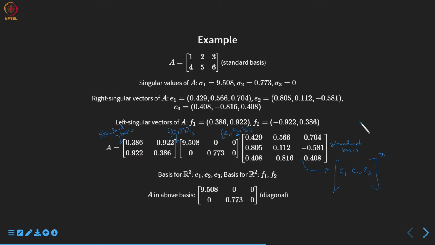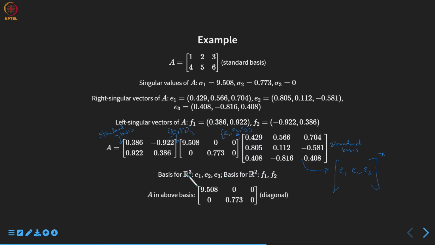You have input coming in the standard basis. When you multiply by this unitary matrix V star, you go to the basis E1, E2, E3, the coordinates are in that basis, and you do your linear map. It's just a scaling at this point. You get the coordinates in the F1, F2 basis, and then from the F1, F2 basis you go back to the standard basis by multiplying by U. So this is a description.